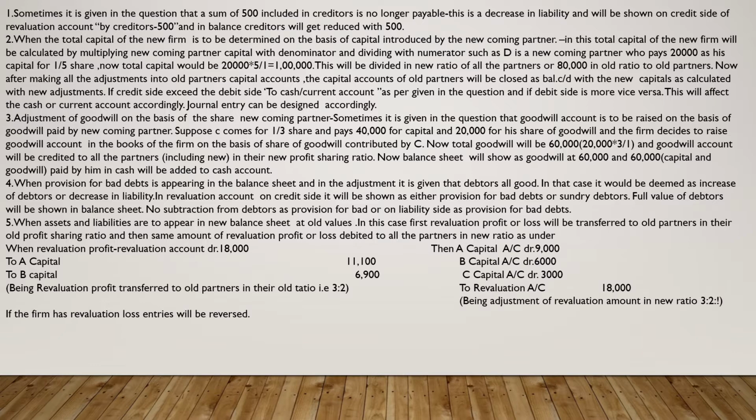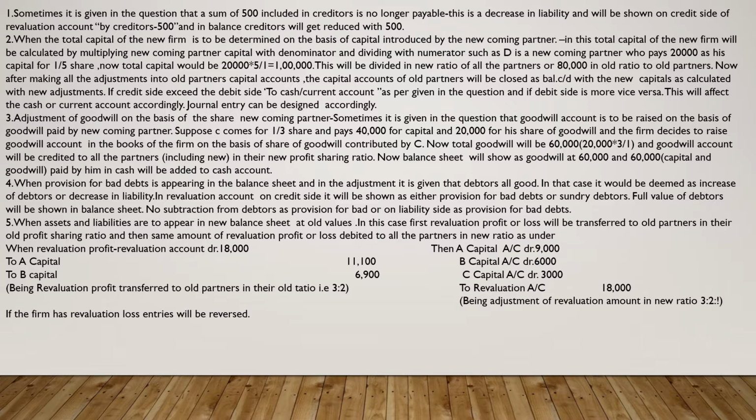This will be divided in new profit sharing ratio of all the partners, or 80,000, that is 1 lakh minus 20,000, in old ratio to old partners. Now after making all the adjustments into old partners' capital accounts, the capital accounts of the old partners will be closed as balance c/d with the new capital as calculated with new adjustments.